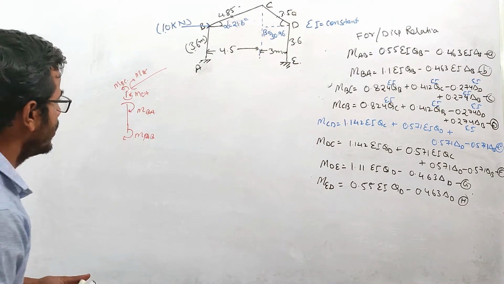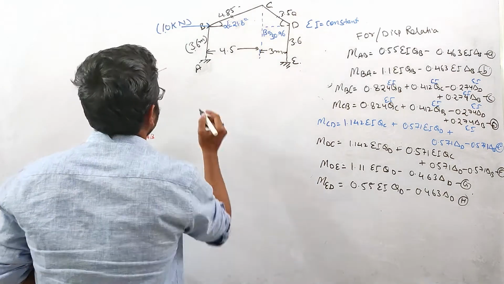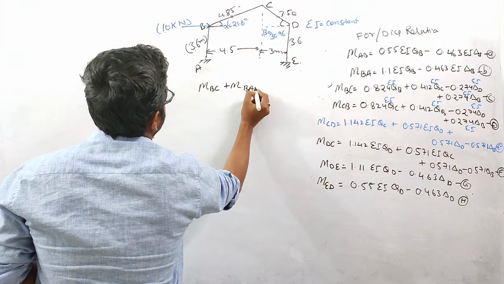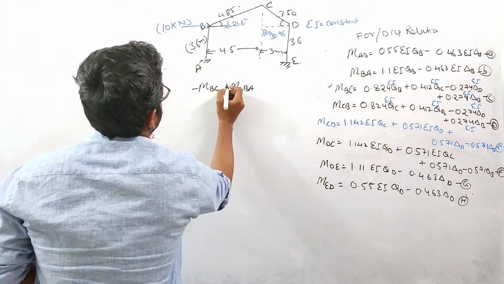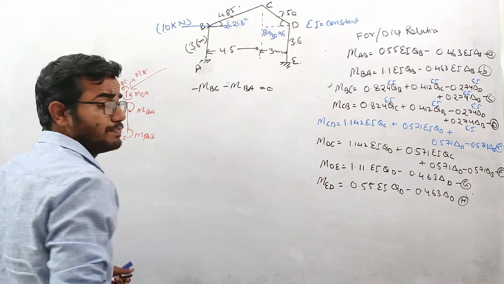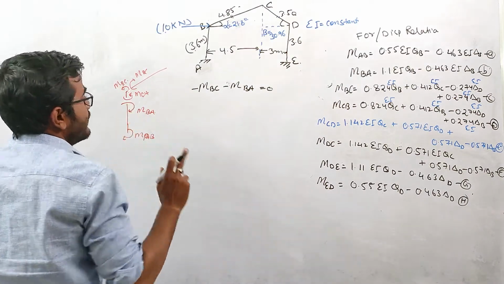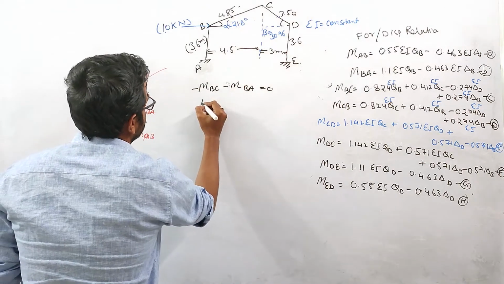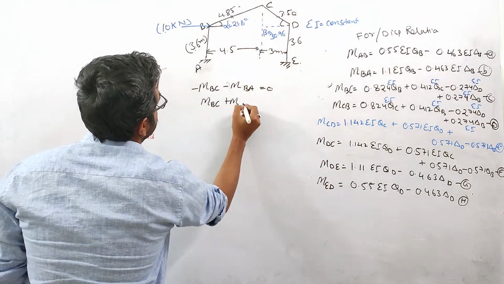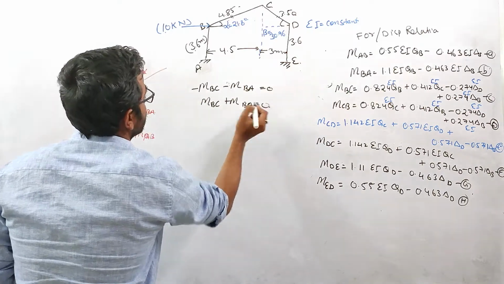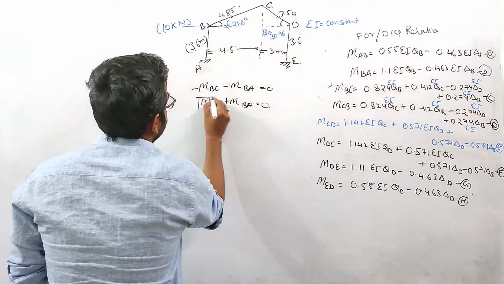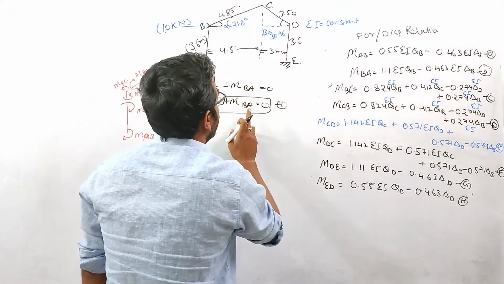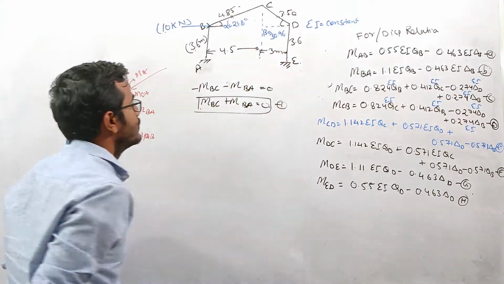So for the equilibrium of the joint, I can write MBC plus MBA is equals to 0, because we are considering the clockwise moment positive, so at the joint the moments are anti-clockwise. So that's a negative sign. So you can write MBC plus MBA equals to 0. So first equation will be formed corresponding to this equation. We will put the value of MBC plus MBA from these equations.